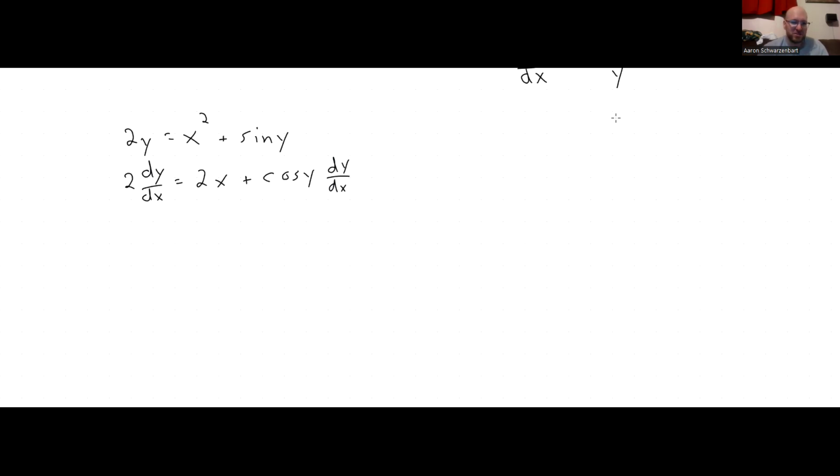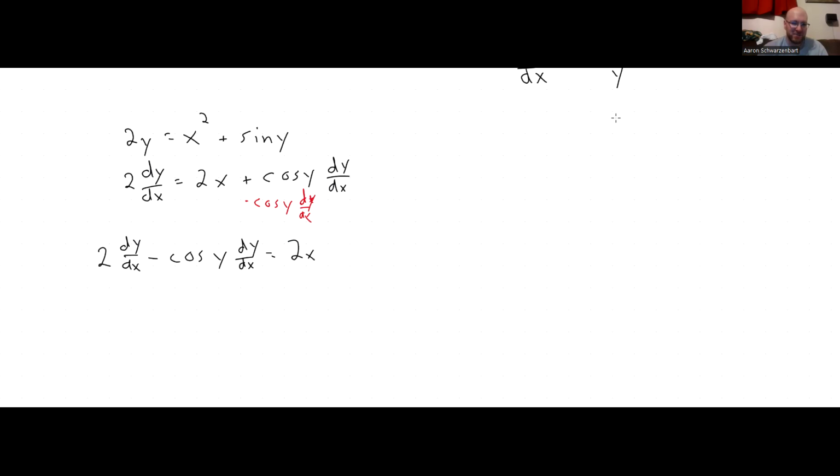So in order to solve this, I must gather the dy/dx's on the same side. So I'm going to subtract it from both sides, dy/dx. And I don't feel like writing it on the second one. So I've got 2 dy/dx minus cosine y dy/dx equals 2x.